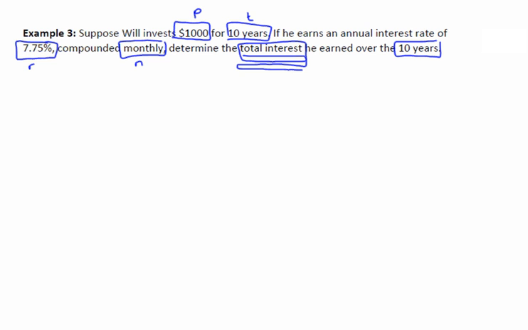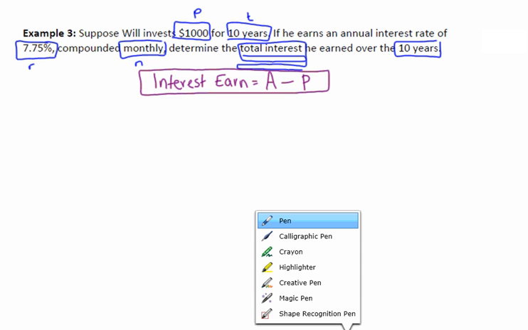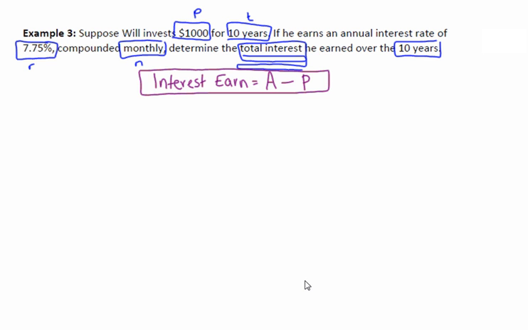Okay. So our formula, does it give us the interest earned? It wants just the interest earned. How could we get how much interest he earned? A minus P. Yeah. So your interest that you earn is equal to your total amount collected minus the amount you invested. So once we get our answer for A, let's make something cool here. Creative pen. Let's get creative.